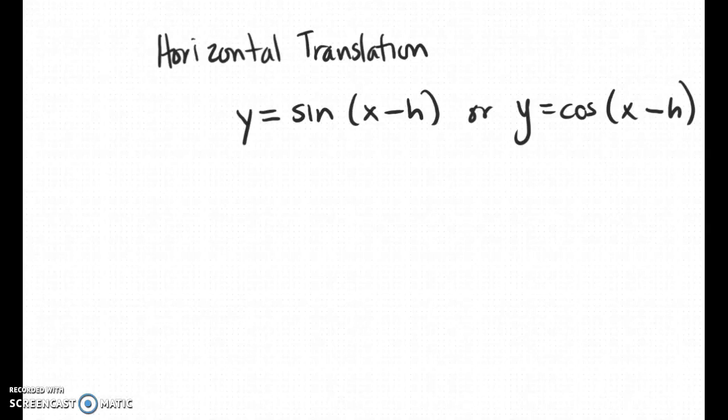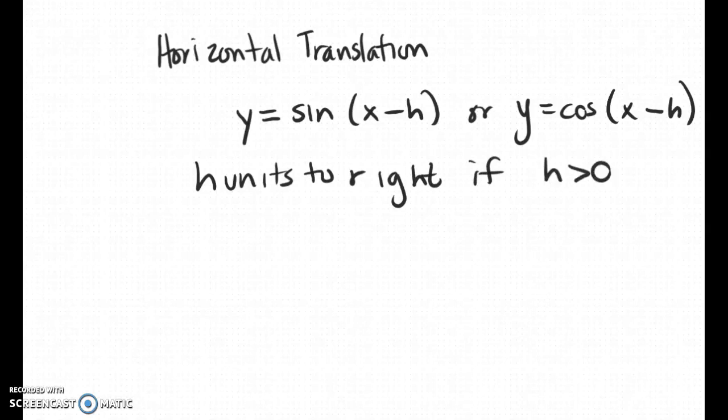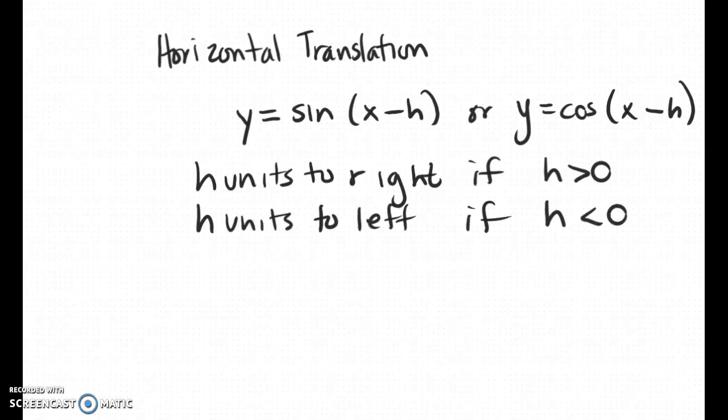So these are going to translate h units to the right if h is positive, or h units to the left if h is negative. So we're looking at this h itself. So you don't want to look at this. The minus sign is what's there. You need to look at the number itself.